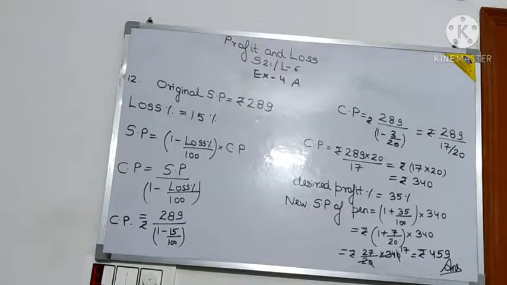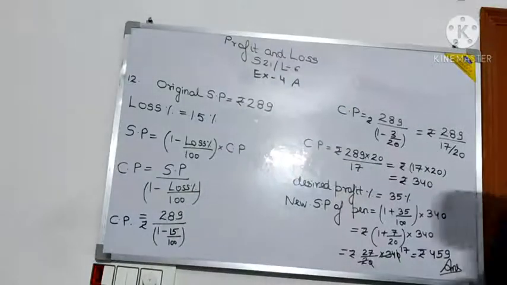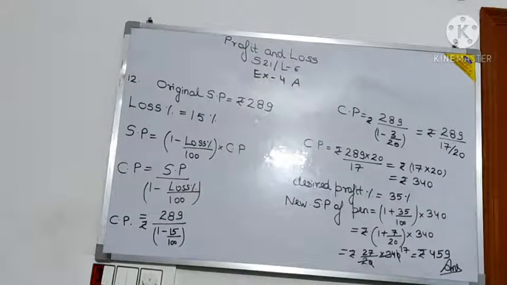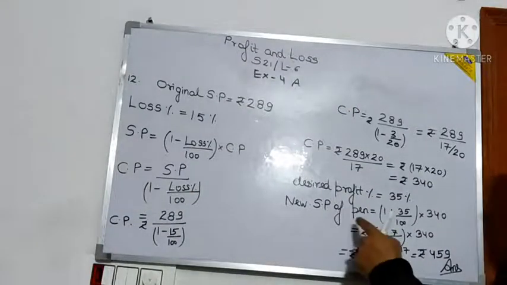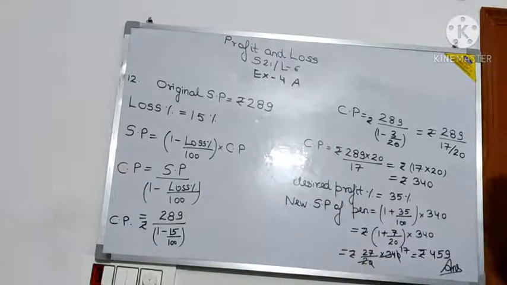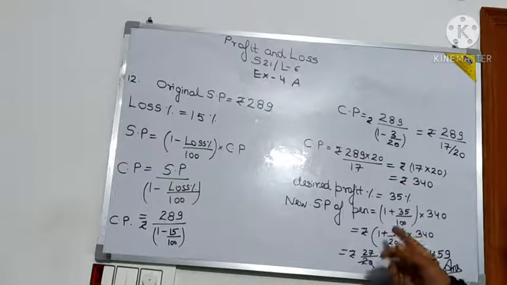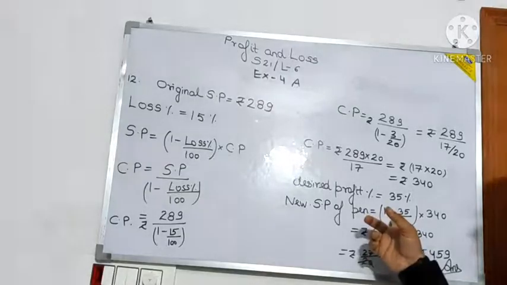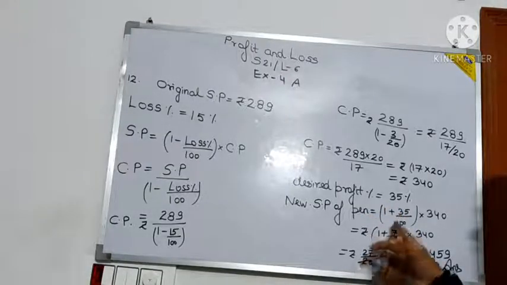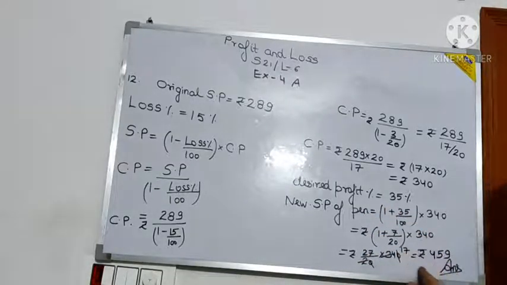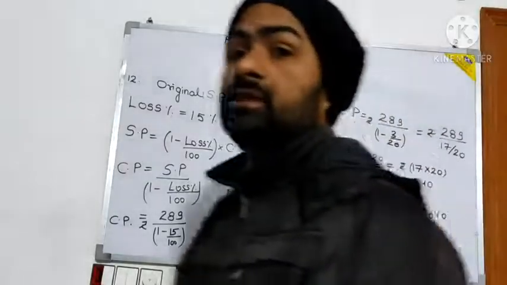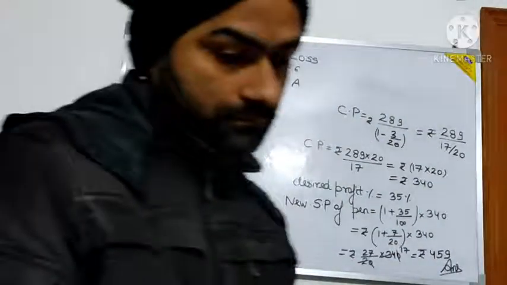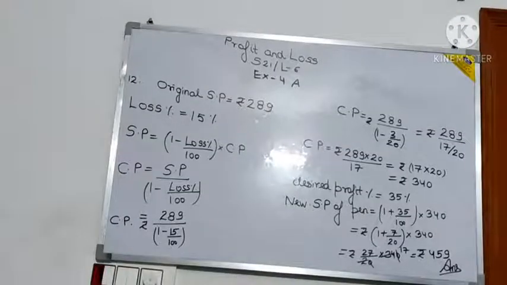Profit desired. So how much is profit desired here? Profit desired is 35%. Using 35% profit, you have to calculate the SP. Again the same formula. But see here, since profit is desired here, we have put a plus sign here. Now using the plus sign, what will come here? 1 plus 7 by 20. So using that formula, we have done the calculation and got rupees 459. I hope this makes things clear to you. This is a simple question.